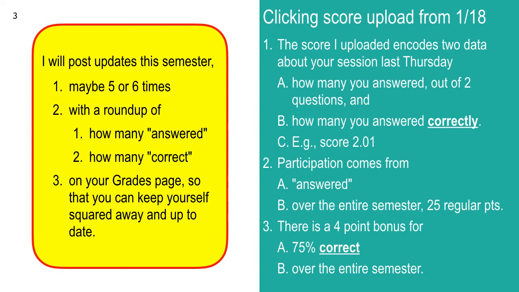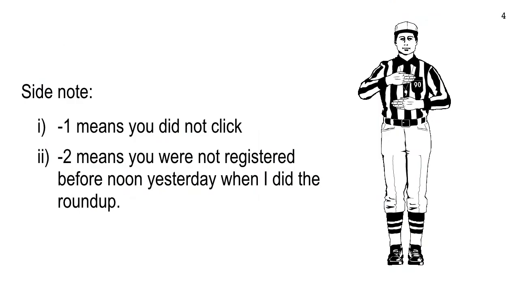Now, as a side note, if you've looked at your grades page and you have a negative number for your score in that row of the grades page, what that means is one of 2 things. If you had a -1, that means you didn't get in a click. You got here late, or you were on the wrong frequency, or you didn't have a clicker.